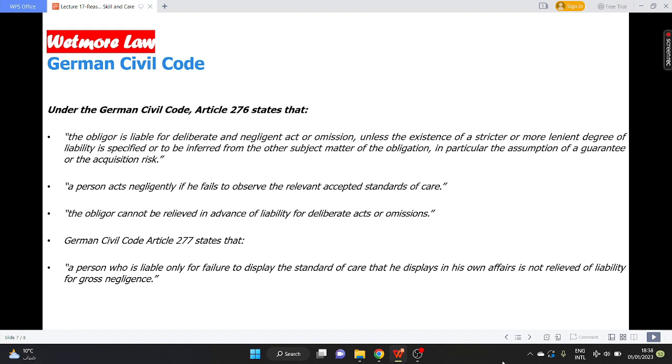German Civil Code Article 277 states that a person who is liable only for failure to display the standard of care that he displays in his own affairs is not relieved of liability for gross negligence.